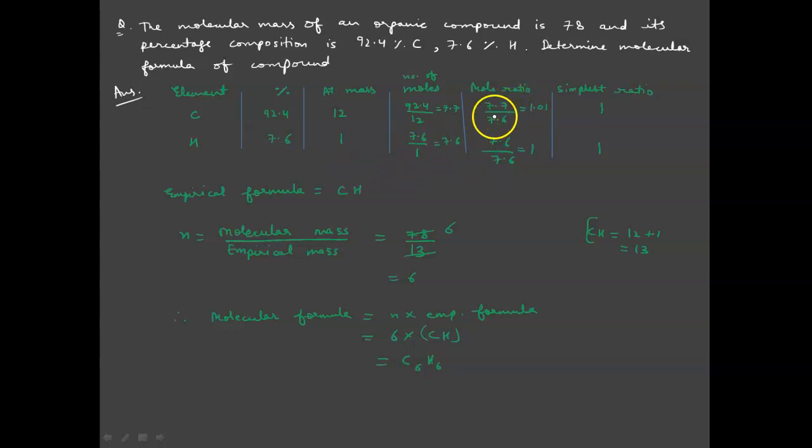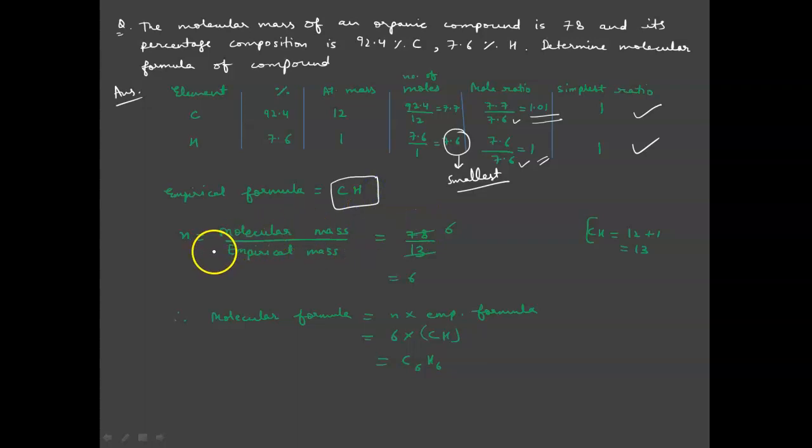Now the mole ratio. We divide the number of moles by the smallest value. So this is the smallest value, and we divide both by 7.6. 7.7 upon 7.6, and 7.6 divided by 7.6. It comes out to be 1.01, which is 1. So the simplest ratio is 1, 1, and the formula comes out to be CH.